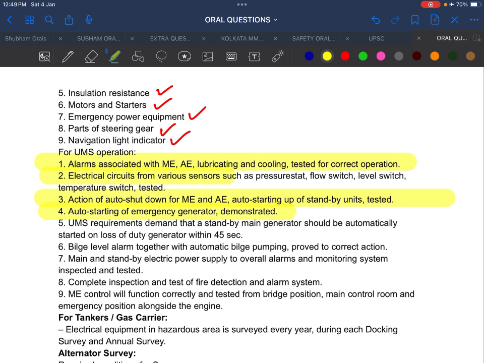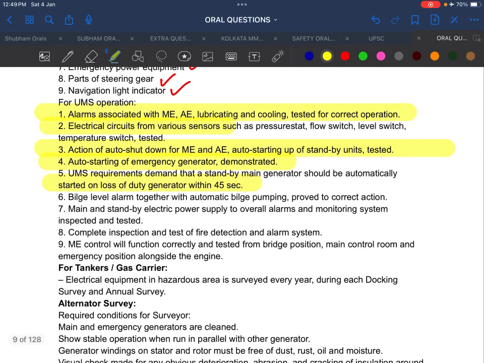Okay, they will remove the main power supply, and after that it will check whether it starts within 45 seconds or not, by doing this with the help of the test knob from the emergency generator room. Okay, so the UMS requirement demands the standby generator should be automatically started on the loss of duty within 45 seconds. So there is a requirement that if there is a main power failure, the emergency generator will come and take load within 45 seconds. So these are the rules and regulations, and they are checking all the bilge level alarms.